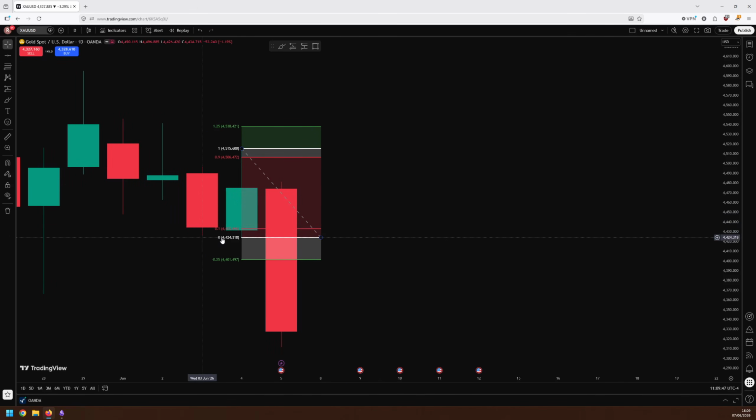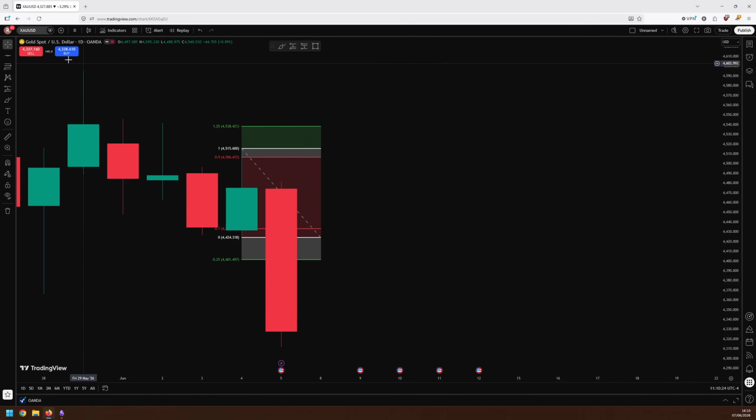So the 0 and the 1 is just the high and the low of that daily candle. And then the 0.1 and 0.9 are the stop loss levels. Then the minus 0.25 and the 1.25 are the take profit levels. So basically the 1 is the entry, stop loss is at 0.9, and take profit is at 1.25. And then the same thing happens in the short direction down here.